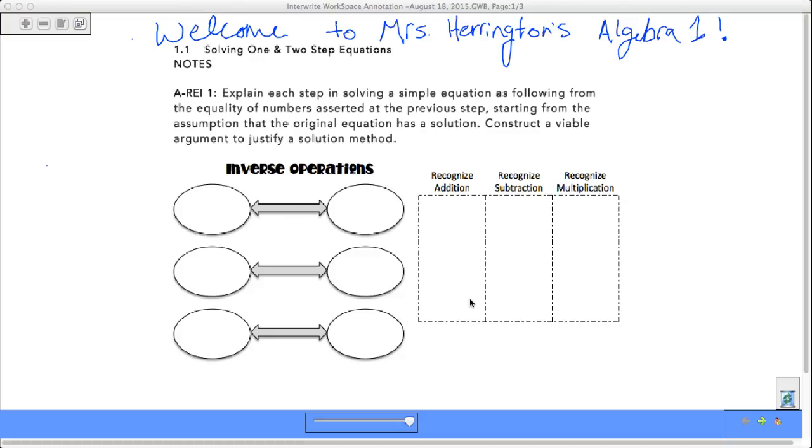Right, welcome to Algebra 1. We're going to start with 1.1, solving 1 and 2-step equations. This is really a review from middle school. The only thing that should be new is that we need to explain our steps as we go along.